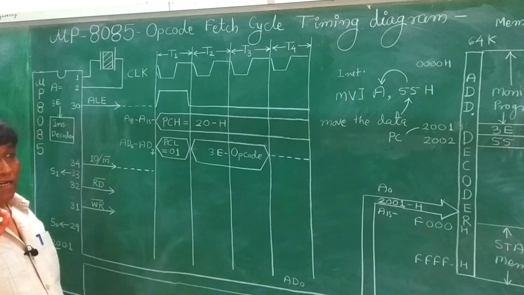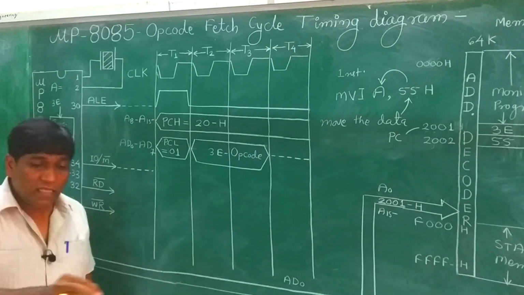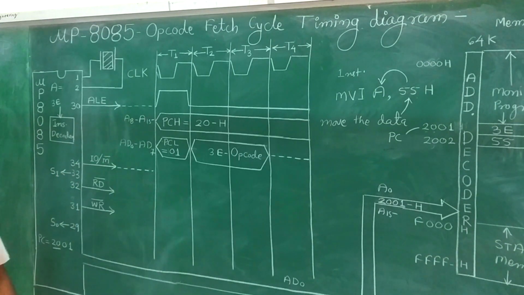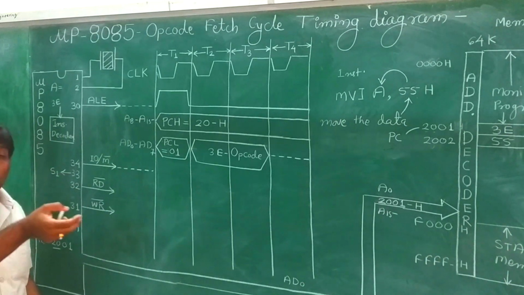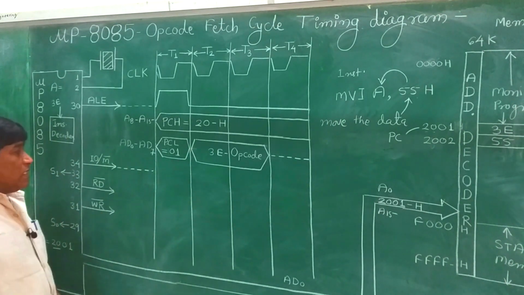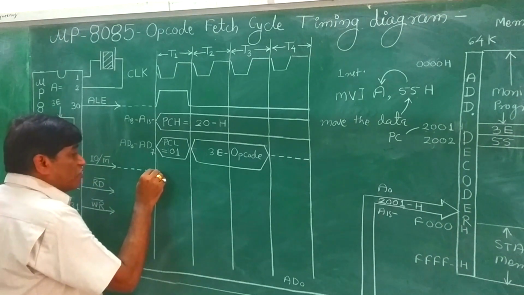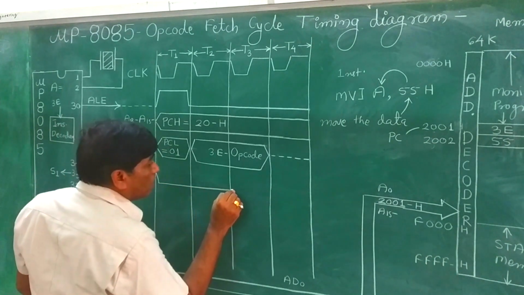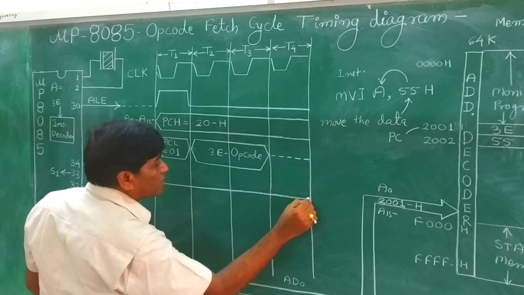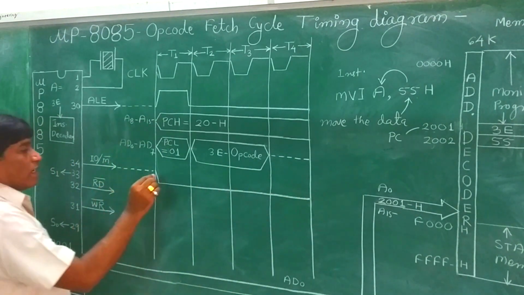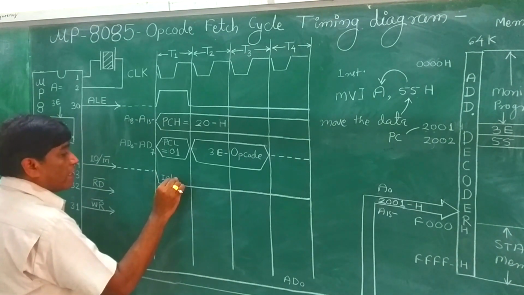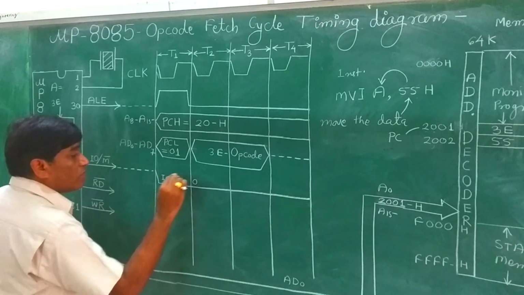IO/M bar, because the operation code is there in the memory. That means it is not an IO operation, it is a memory operation, because operation code and data are stored in the memory. Because it is a memory operation, it should be activated low from the starting, and it should be activated up to all 4 T states. IO/M bar will be equal to 0.